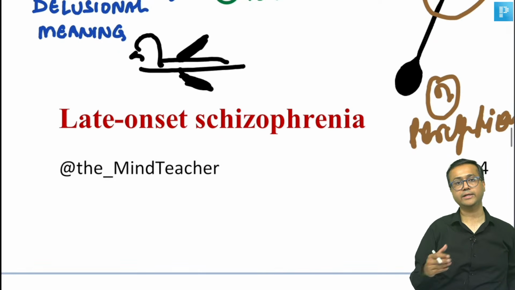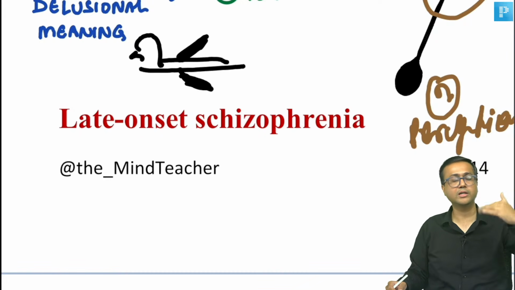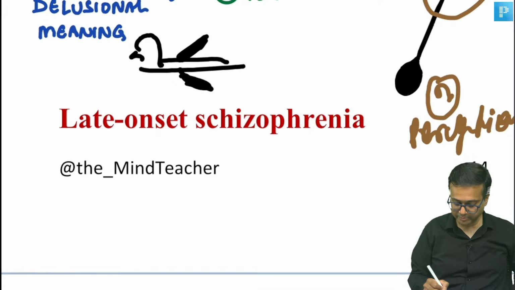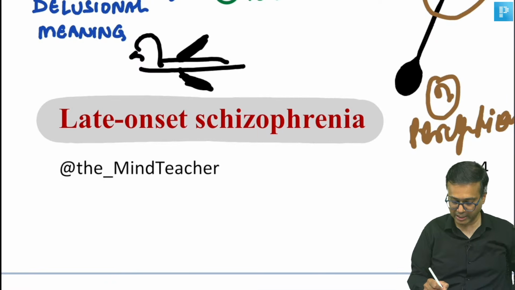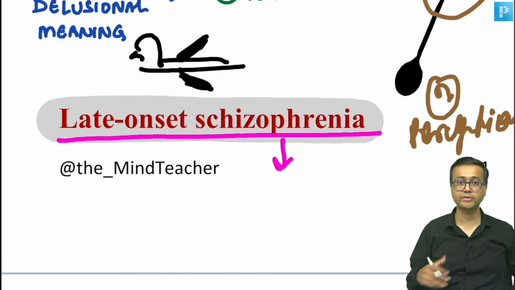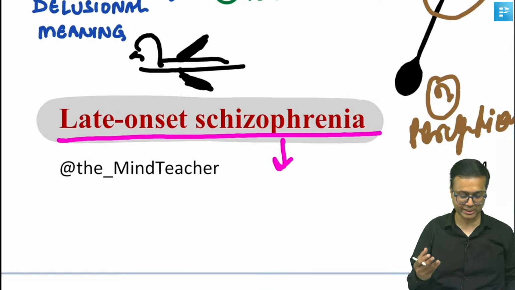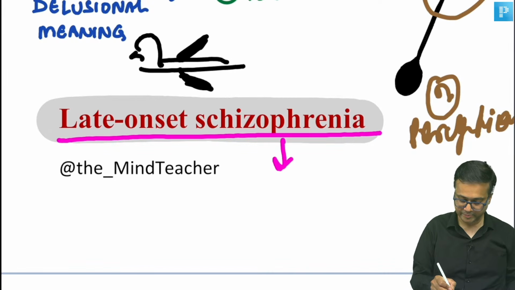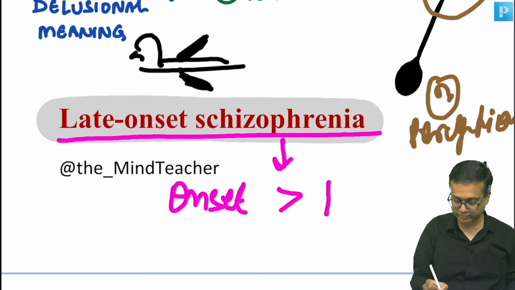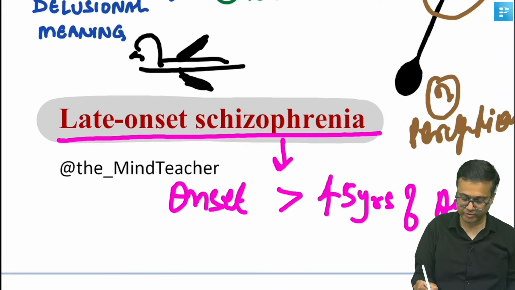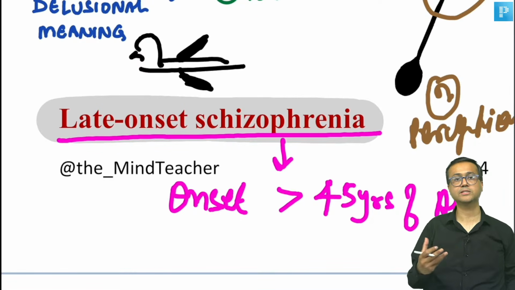Usually we know that schizophrenia, if we consider males and females overall, has an earlier onset. But sometimes a patient may develop schizophrenia at a later age, which we call late onset schizophrenia. When the onset occurs for the first time after what age? Very good. Onset after 45 years of age. If the person develops schizophrenia for the first time after 45 years, then we say it is late onset schizophrenia.